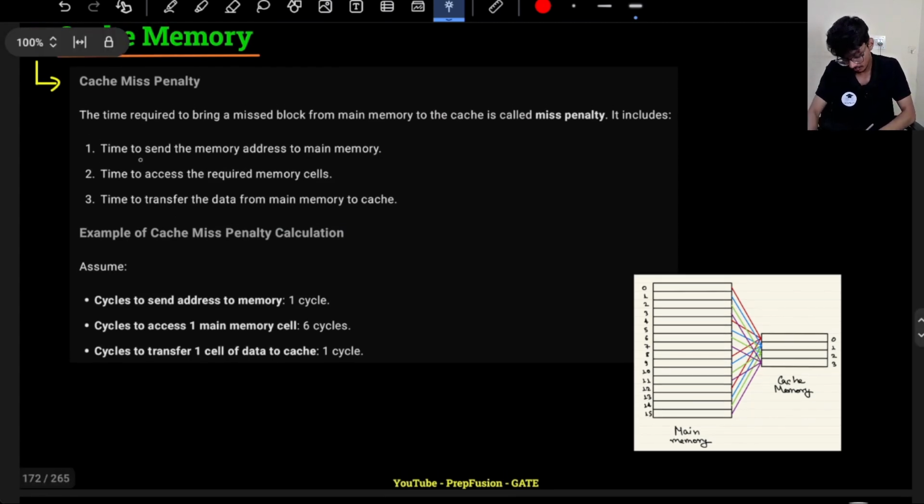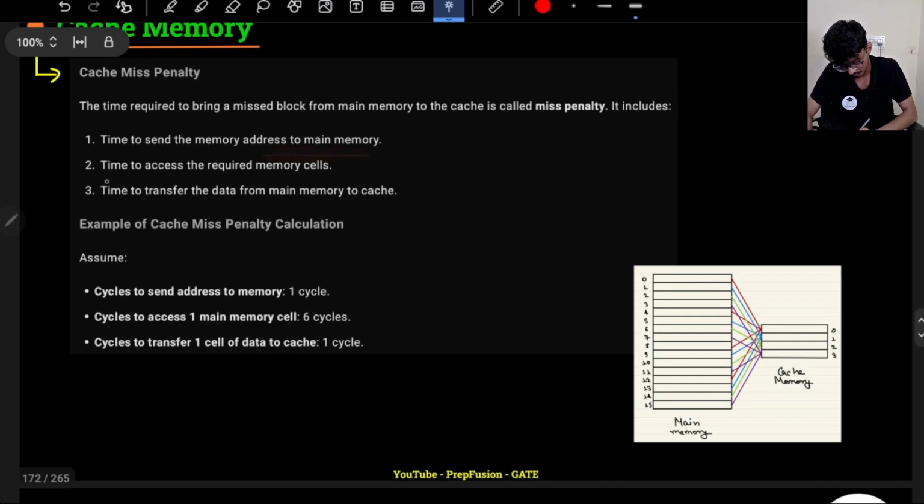Okay, so it is the time to send the memory address to the main memory. Then it is the time to access the required memory cell. Then it is the time required to transfer the data from the main memory to the cache memory.